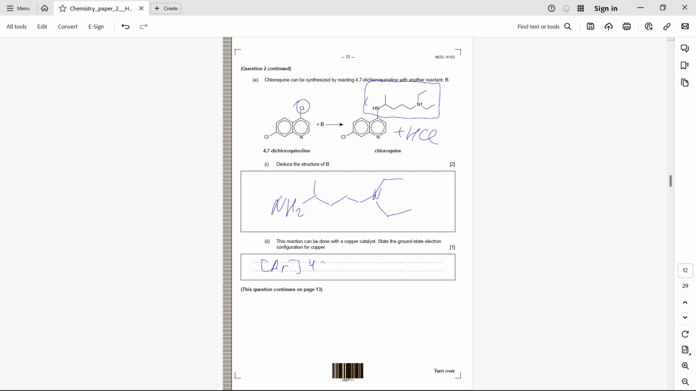For the next one, we need to find the ground state configuration of copper. It's argon 4s1 3d10. Why is it not 4s2 3d9? Because the configuration 3d10 is much more stable, because we will have 5 filled orbitals, and that's why one of these electrons moves to the d level, and what we have is 3d10 instead of 3d9, as we could have expected.